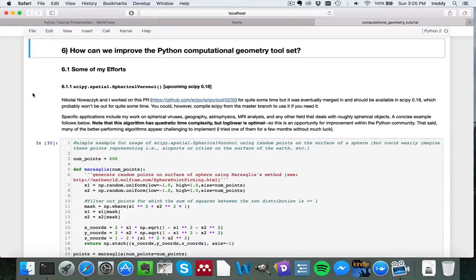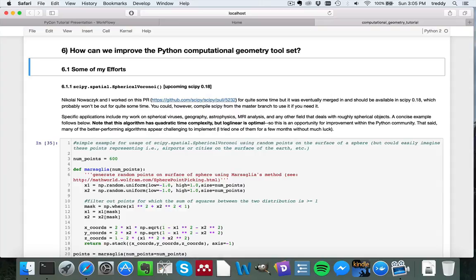We now move on to the final section, which is, I think, actually the most interesting, which brings up the question of how can we improve the available tools in the Python ecosystem. What can we do to make them better, and also to incorporate new ones that would be really useful.